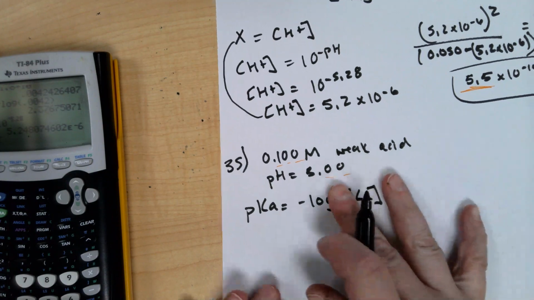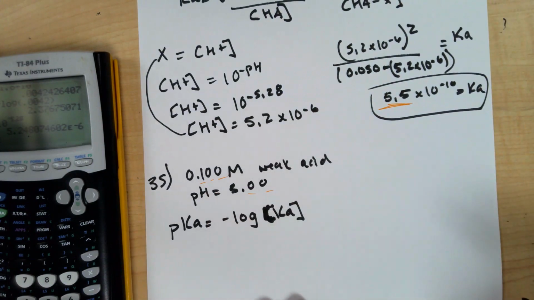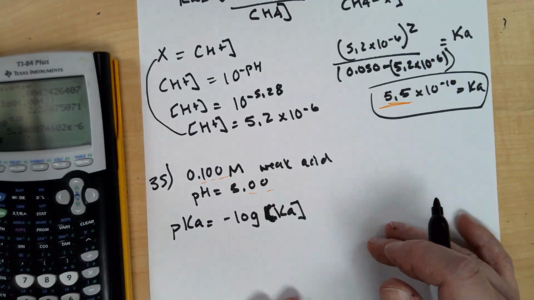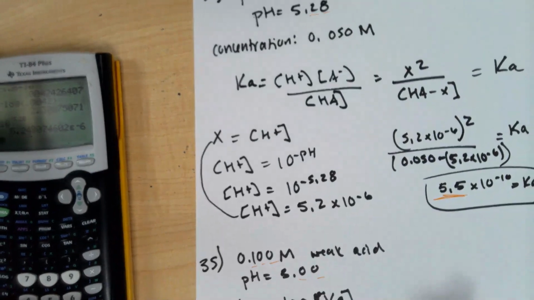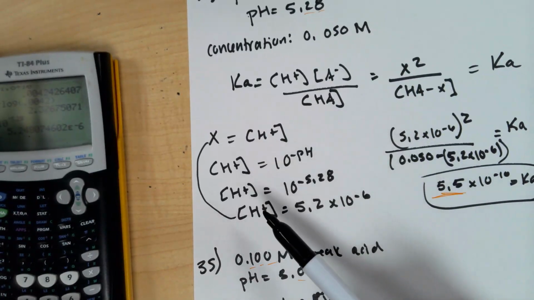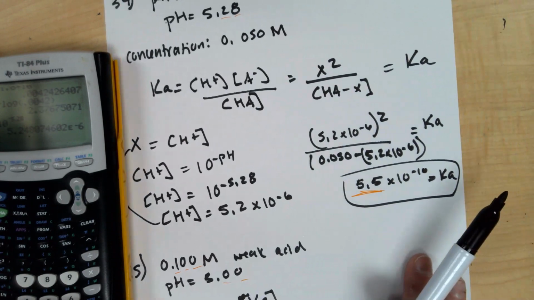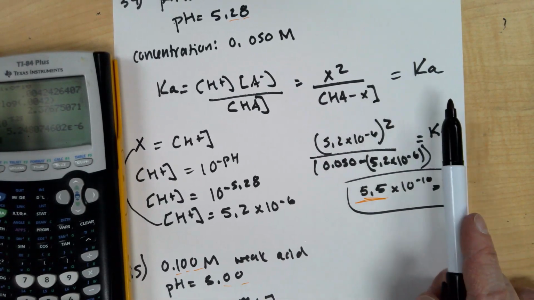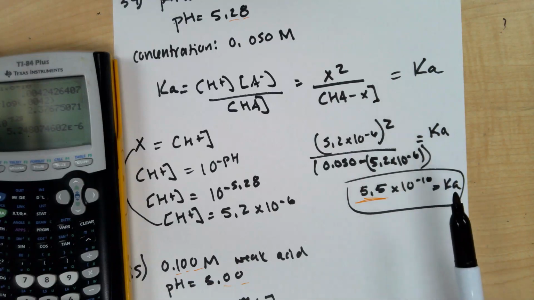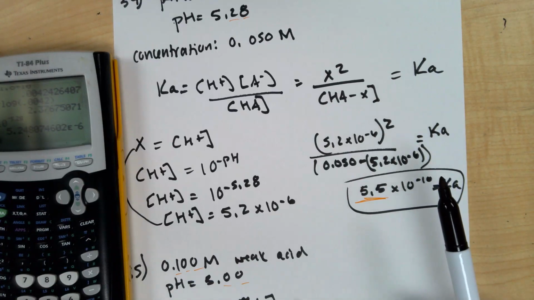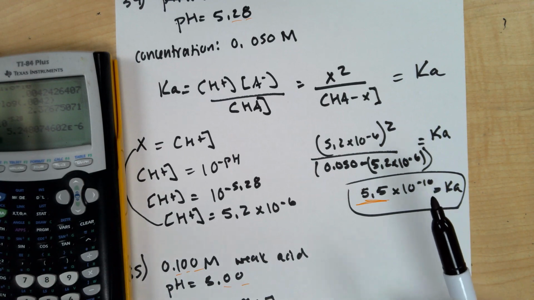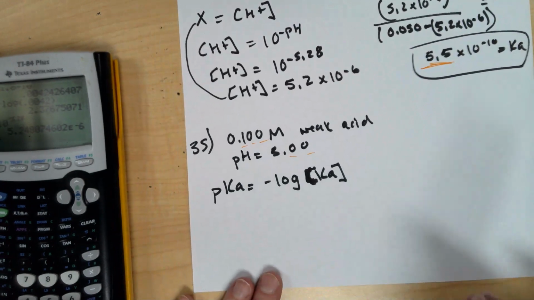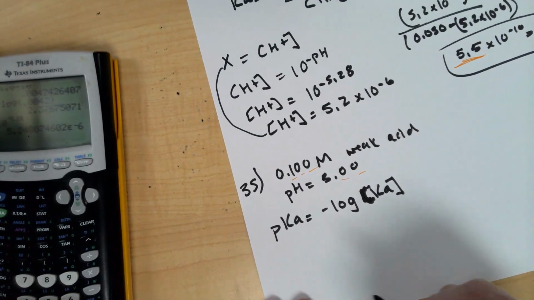So this is going to be just like this previous problem up here. It gave us the pH, so with the pH, I can get the H plus concentration. H plus concentration will always be X. Then I can plug X into this formula here to get the Ka. Once I have the Ka, I can do the negative log of that Ka to get the pKa. So let's actually do this all then.